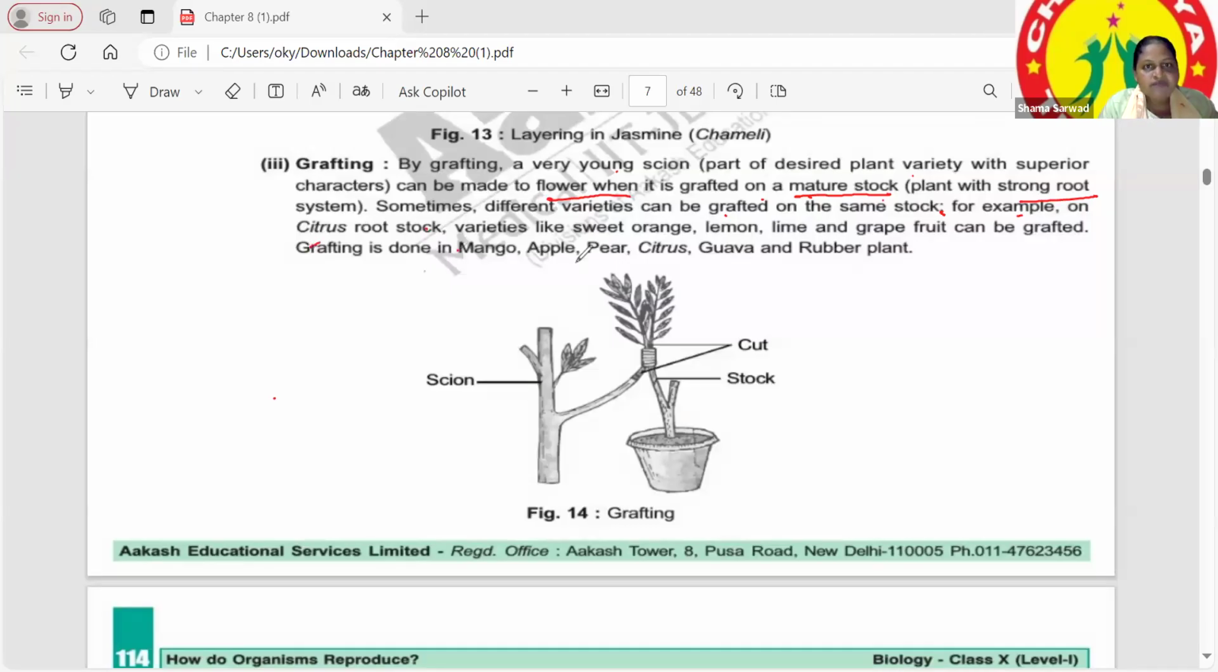For example, on a citrus rootstock, varieties like sweet orange, lemon, lime, and grapefruit can be grafted. One plant gives rise to these four fruits. Grafting is done in mango, as we discussed, then apple, pear, citrus, guava, and rubber plant.